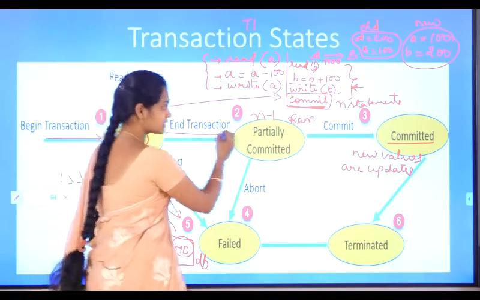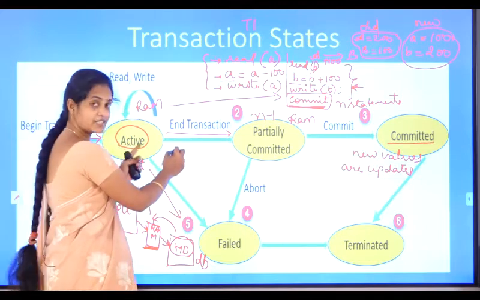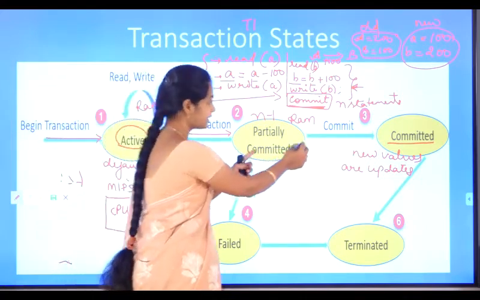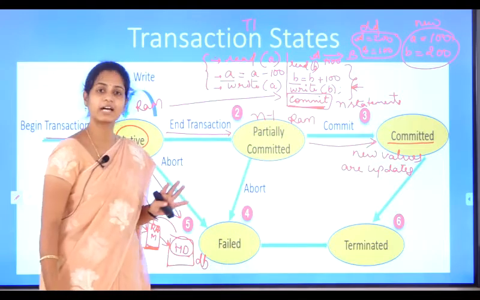This is the first level. This is the first path. First the transaction will be in the active state. Then it comes to the partially committed state. Then it will come into the committed state.